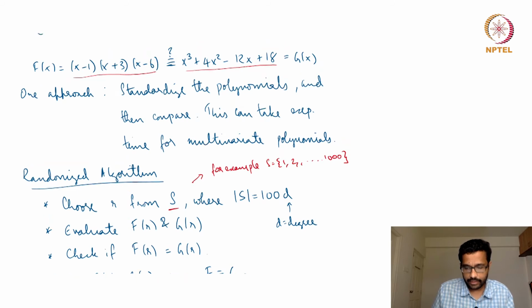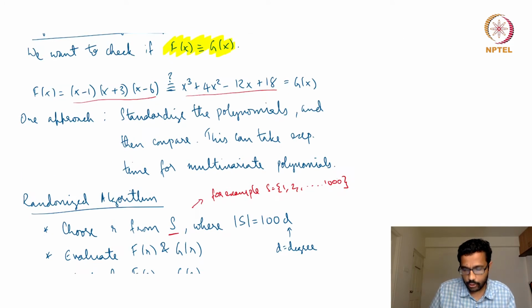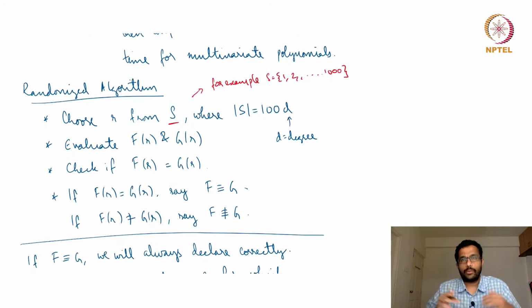So for G here you have 10 cubed plus 4 into 10 squared minus 12 into 10 plus 18, right? So 1000 plus 400 minus 120 plus 18, you can compute that. For F it is just 10 minus 1 is 9, 10 plus 3 is 13, 10 minus 6 is 4. So 9 times 13 times 4, it's a product, right? So it's one thing to evaluate and one thing to expand without evaluating, right?